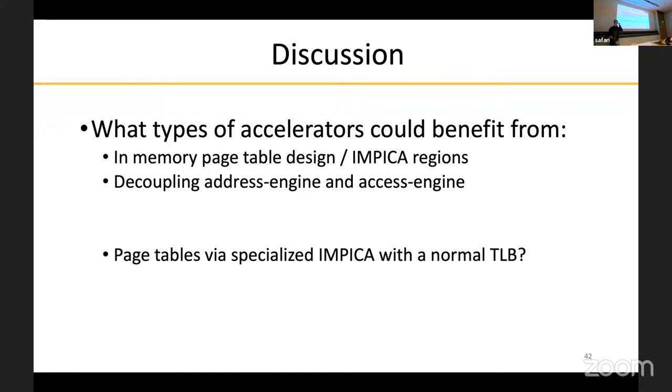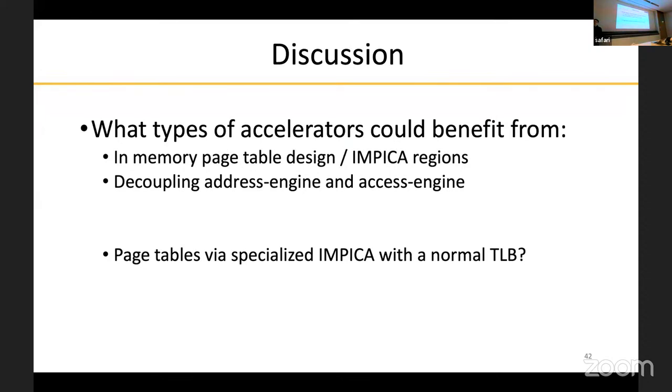Thank you. I have a question. Is there any type of accelerator which would definitely not benefit from this? Good question. Maybe something really computation heavy. I don't know how much data you need, but maybe Bitcoin mining, where you just don't need the memory, and it doesn't make sense to build something in memory. And also, if you have accelerators that should work on your whole memory, then you can't use the page table design that Impica proposes. And for the decoupling of the address and the access engine, maybe if you have no computation at all, it wouldn't be beneficial. Those 2 points. Thank you.